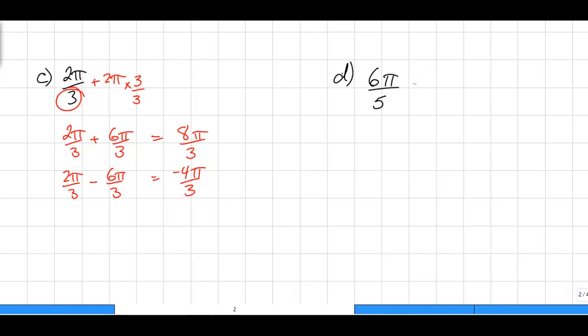And you can do the same thing here. We're going to add and subtract 2 pi, but because it needs a denominator of 5, I'll have to rethink of that as 10 pi over 5. So if I add it, I get 16 pi over 5. And if I subtract it, I get negative 4 pi over 5. So a positive and a negative coterminal angle.